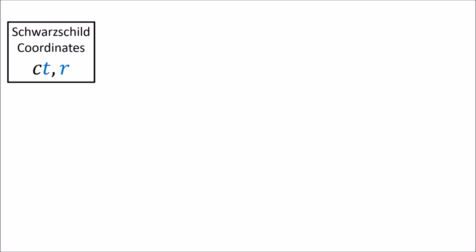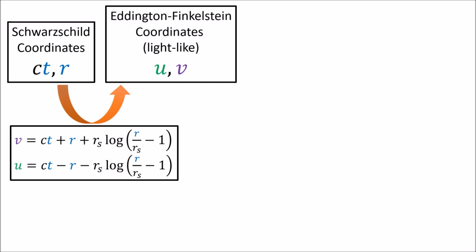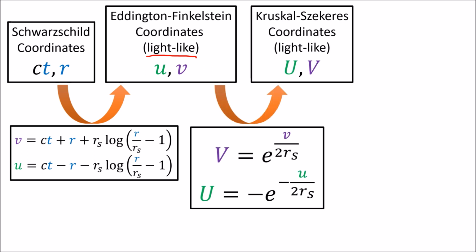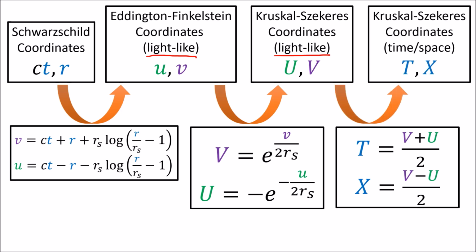Okay, so everything we just did was probably a bit confusing, so let's review. We started with the Schwarzschild time and space coordinates. Then we switched to the light-like u and v coordinates inspired by the Eddington-Finkelstein coordinates. Then we used this rescaling trick to get big V and big U, which are also light-like, but are not broken at the event horizon. Then we converted to big T and big X, which are more similar to ordinary time and space coordinates. These big T and big X coordinates are called the Kruskal-Szekeres Coordinates.